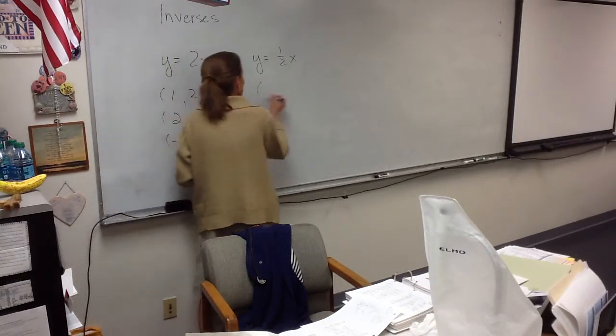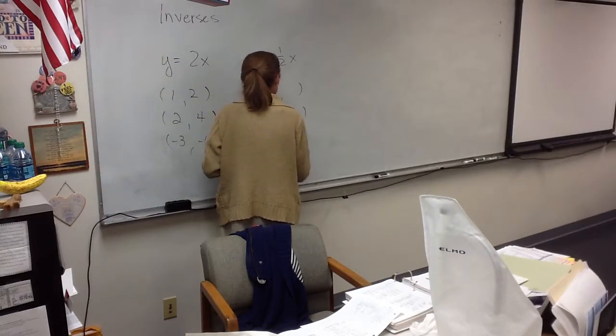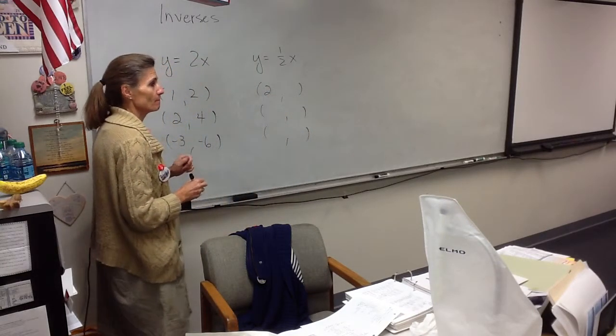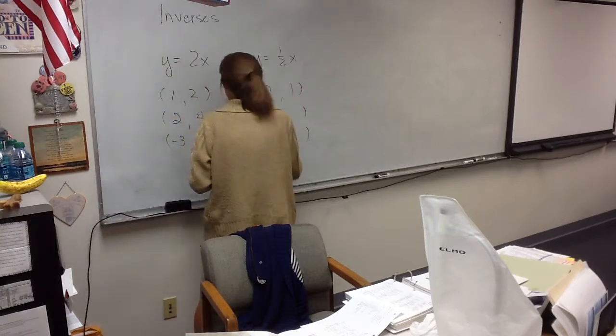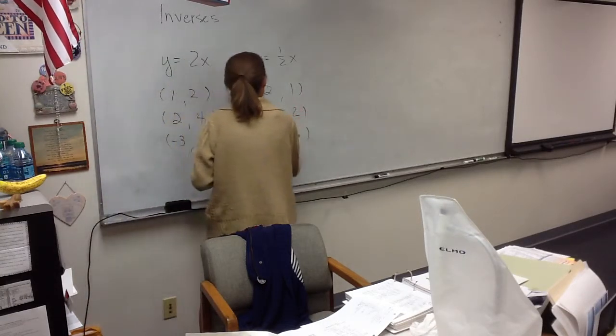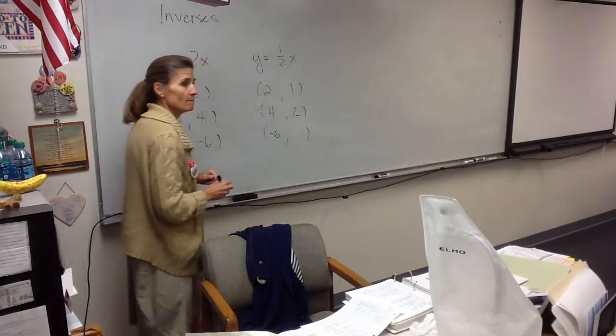All right, now let's come over here and look at the ordered pairs over here. What if I let x be 2? What would y be? 1. What if I let x be 4? What would y be? 2. And if I let x be -6, y would be?